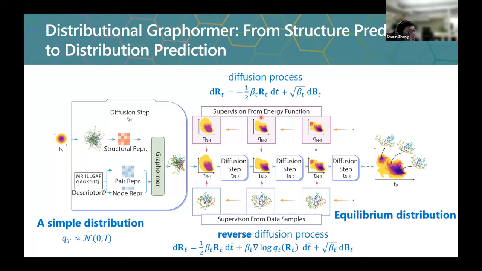Then, when we want to use the trained model for inference, that is, to do the sampling, we can use the reverse diffusion process, starting from a simple Gaussian distribution, conditioned on some descriptors of the molecular system. For example, if you want to sample the protein structure, just like AlphaFold2, you can use the amino acid sequence, and for the ligand binding problem, you can use, for example, the small molecule 2D graph or something else, and sample out the conformations that conform to the equilibrium distribution of the molecular system through this reverse diffusion process.